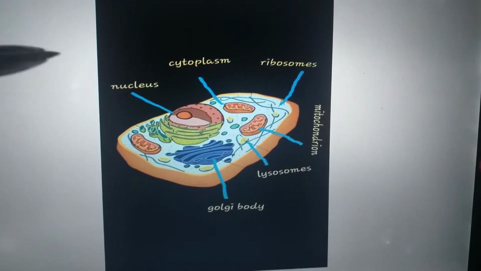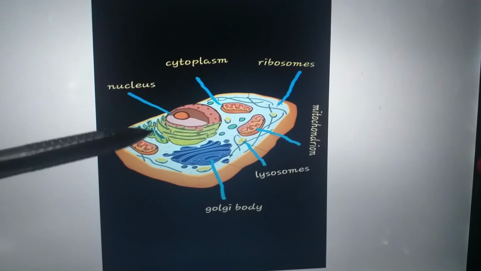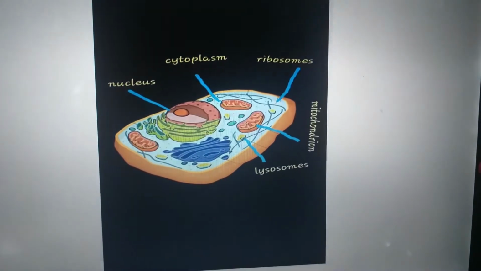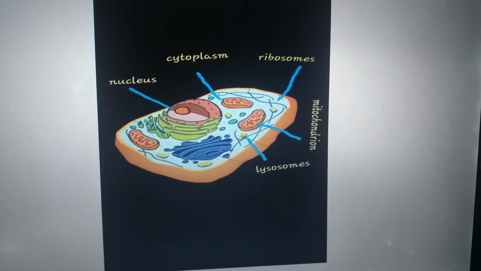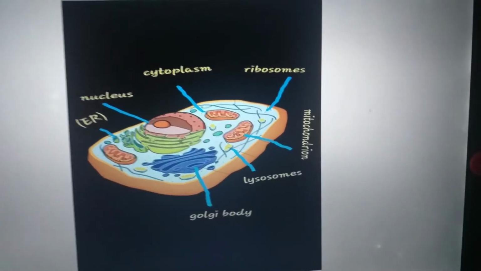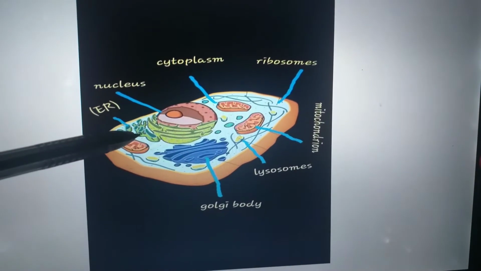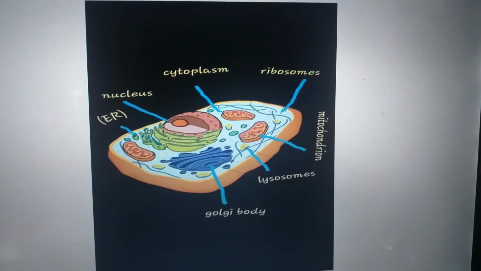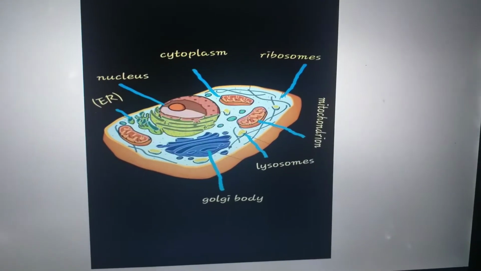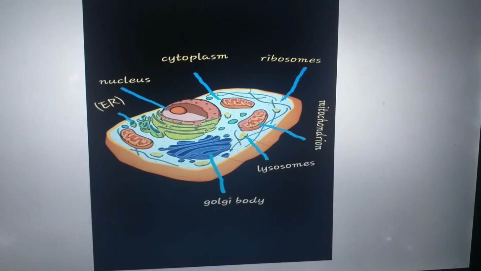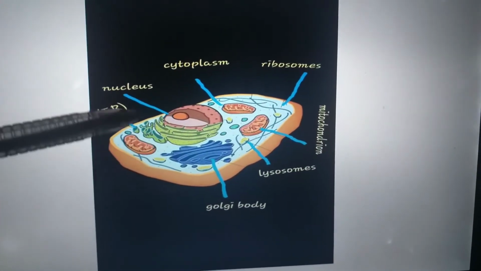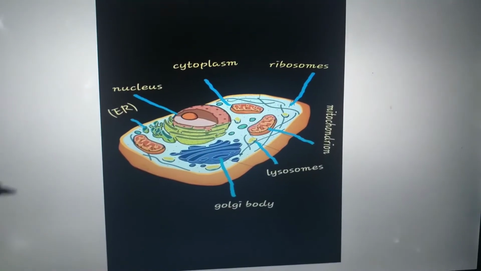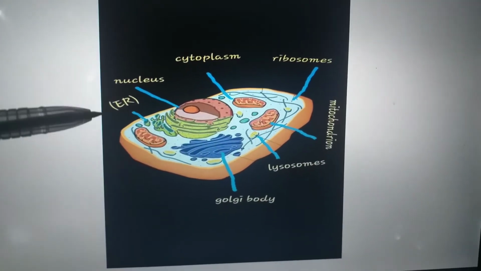And the last part here in the eukaryotic cell is this part. So that is the endoplasmic reticulum. The endoplasmic reticulum typically has two types. This is the rough endoplasmic reticulum and the smooth endoplasmic reticulum.